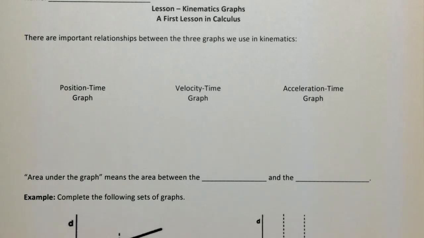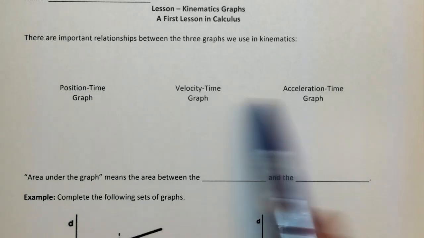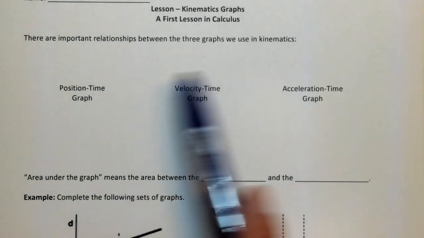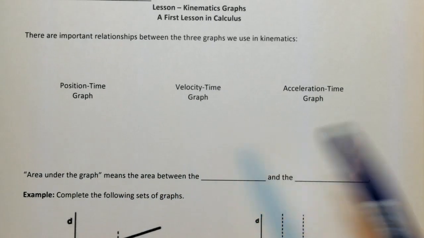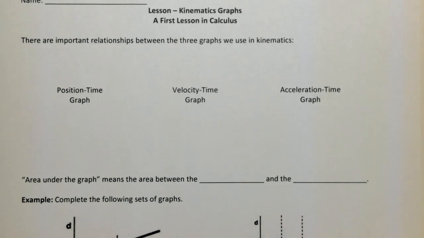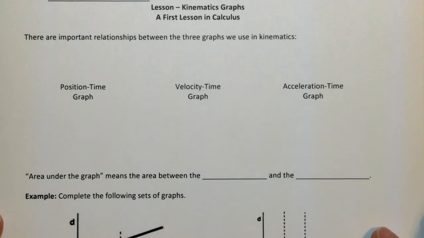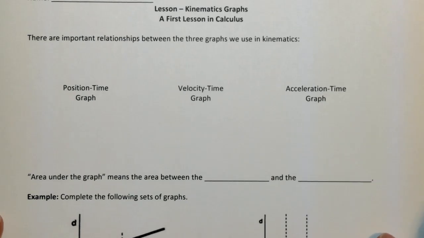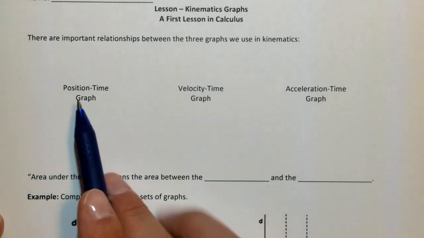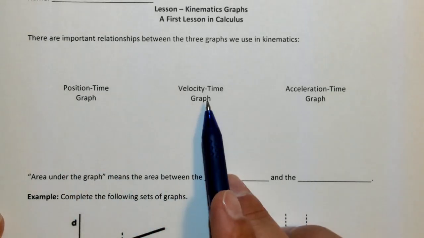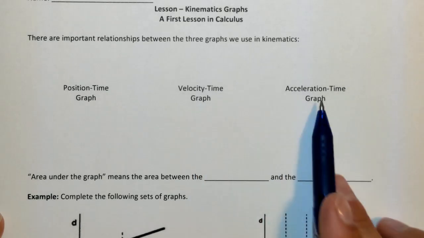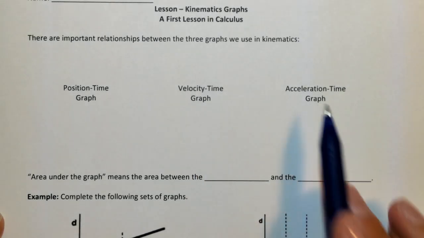Now that you have a sense of what position is, what velocity is, what acceleration is, and how they're all connected, how their units are connected, how their formulas are connected, we're going to try and talk about how their graphs are connected. So there are three types of graphs we often do in 1D kinematics. We've seen some examples of position time graphs and velocity time graphs already. And today, for the first time, we're going to bring acceleration time graphs into the mix.